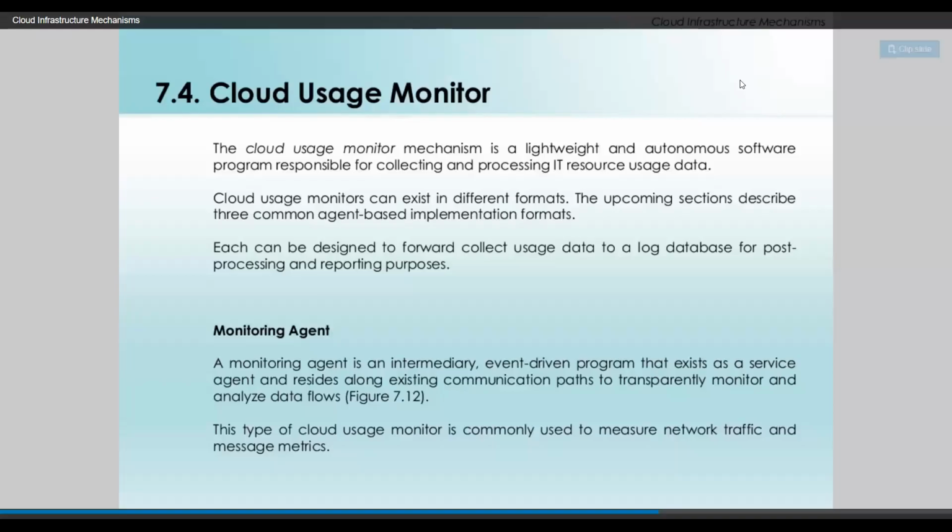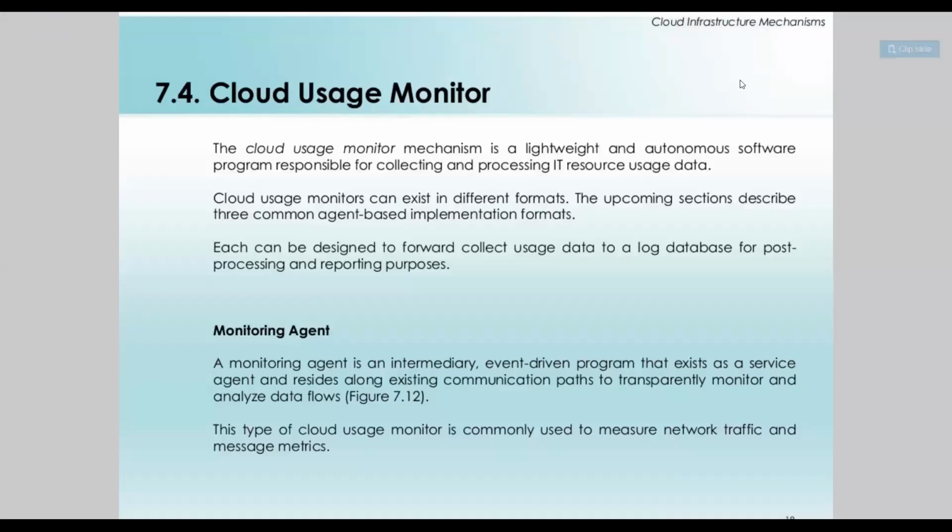So we have started with the topic that is technology examples, wherein we are seeing how cloud computing, or you can say workload balancing or virtualization, is used over the network. So we are moving to the fourth example, that is your cloud usage monitor.